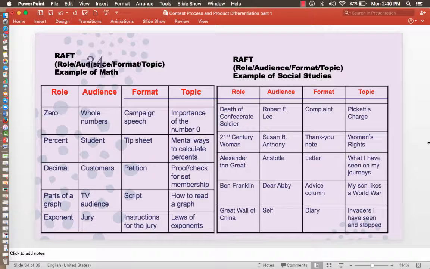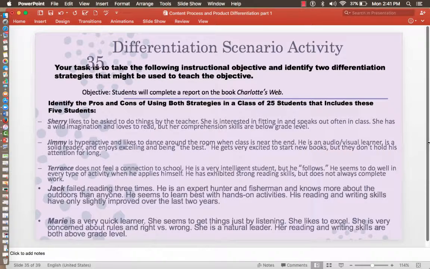And here we have RAFT, okay? And so role, audience, format, and topic, that's what it stands for. And this is an example of math, and we can also use it with social studies, okay? So looking at RAFT from the point of view of numbers, from the point of view of social studies activities and different people.